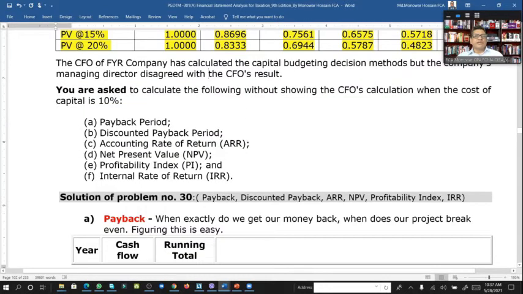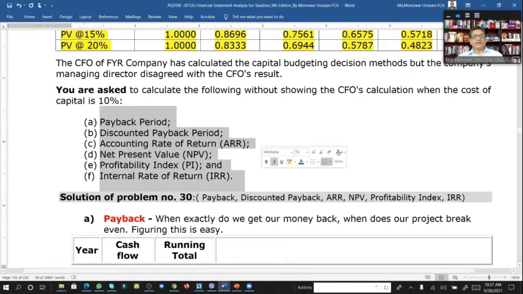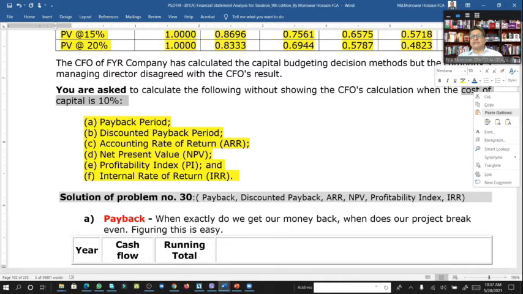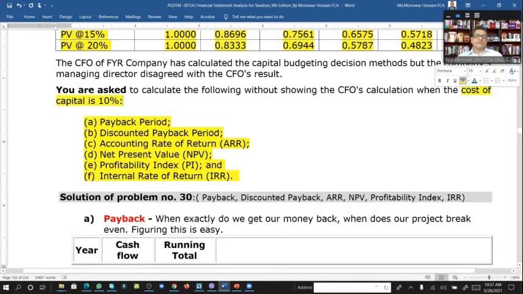So here we have to calculate the payback period, discounted payback period, accounting rate of return, net present value, profitability index, and internal rate of return. And we have to take the cost of capital as 10%. So this is the base, that means 10% cost of capital. Now before starting the math, we will discuss all the formulas here.